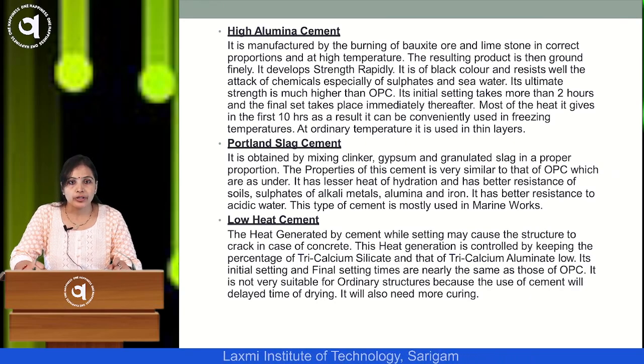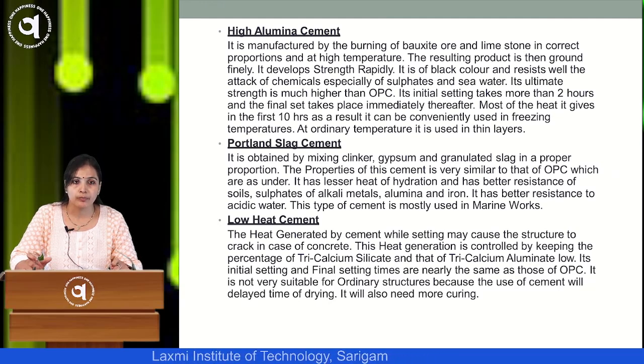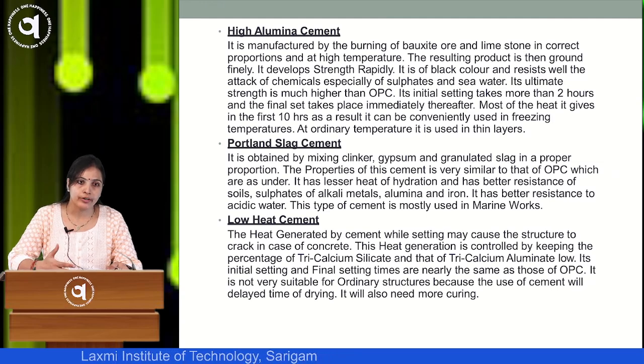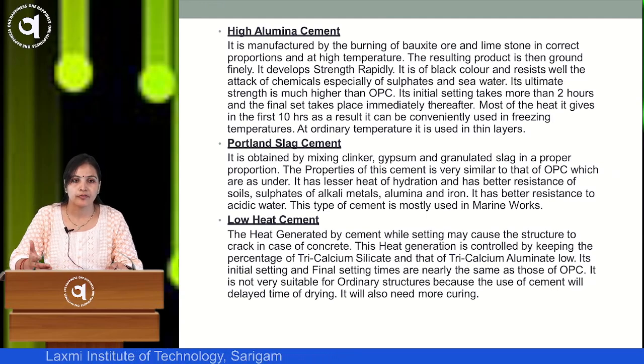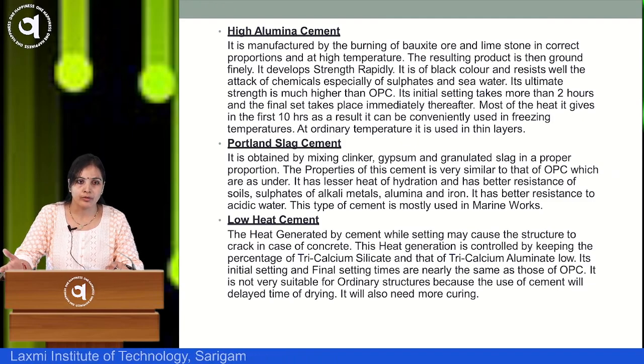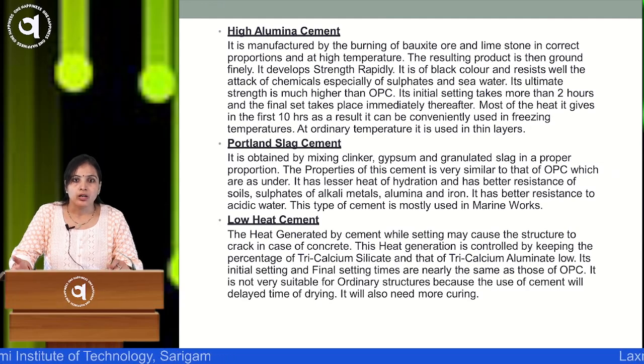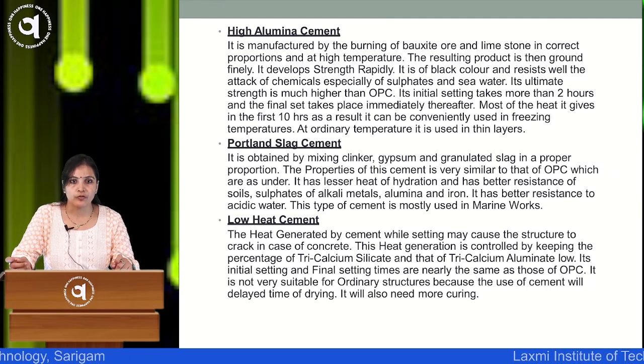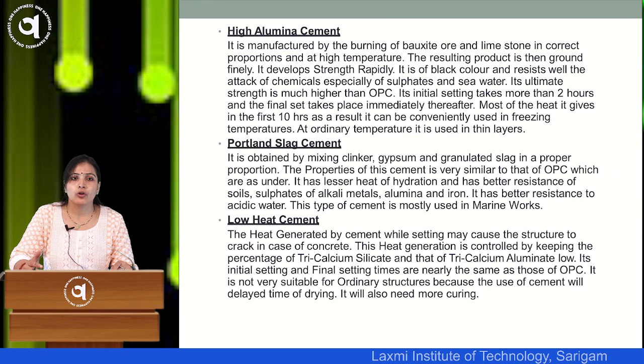Portland slag cement is made by mixing clinker, gypsum and granulated slag in proper proportion. Clinker we have already discussed: cement, aggregate and water mixed together form clinker. Then granulated slag in proper proportion. The properties of this cement are very similar to those of OPC. It has lesser heat of hydration and has better resistance to soil sulfate and alkali matter. So, it also resists sulfates. It has better resistance to acidic water.